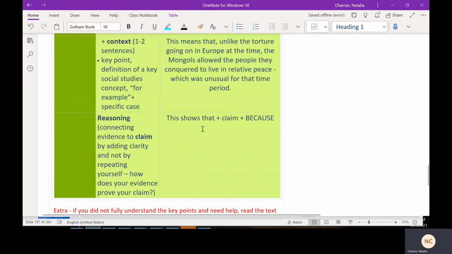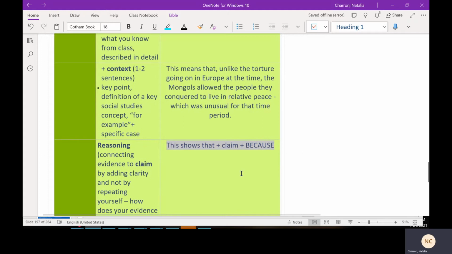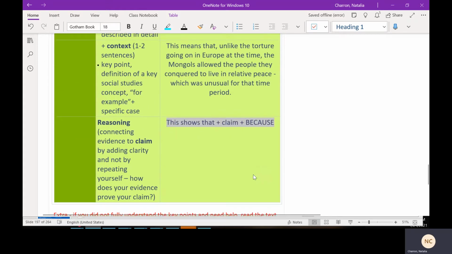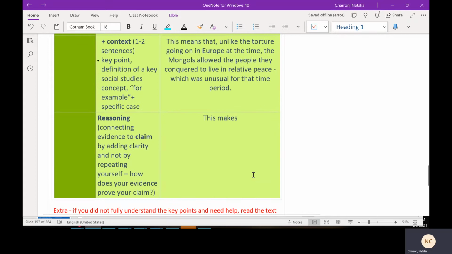Okay, so back to reasoning, and we're almost done. How does this prove my point? What does this mean about them not being barbaric? Well, this makes the Mongols more peaceful than most empires are, right? So I should probably just say that. This makes the Mongols more peaceful as rulers than most empires tend to be.